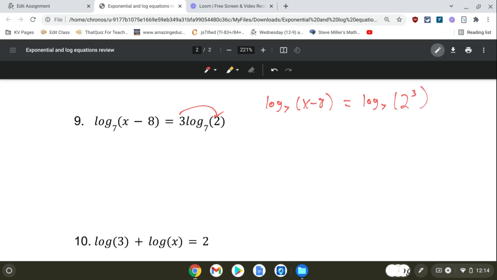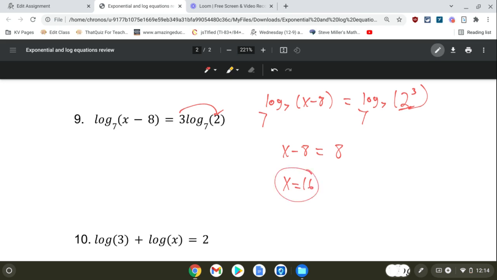Now, if I exponentiate this by 7, it's going to cancel out that log base 7. And that's going to leave me with x minus 8 is equal to 2 to the third, which is also equal to 8. Add 8 to both sides, and you get 16. That's our answer there.